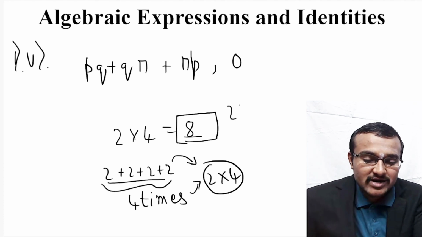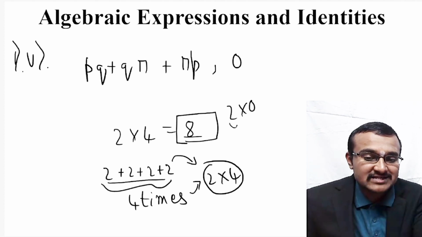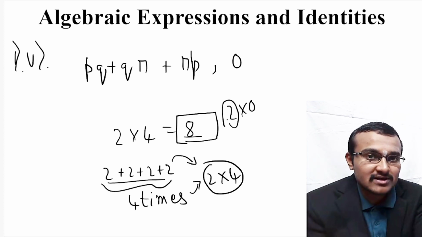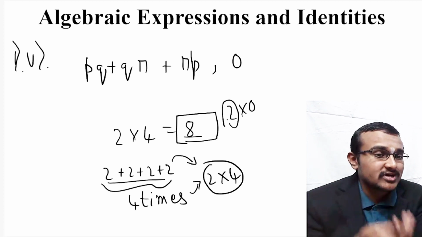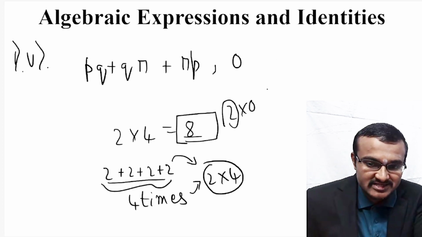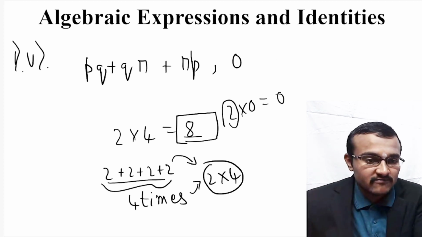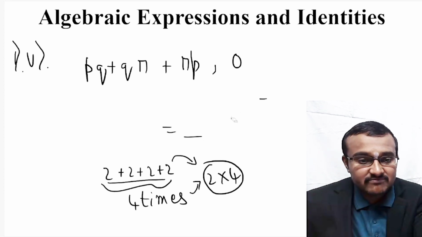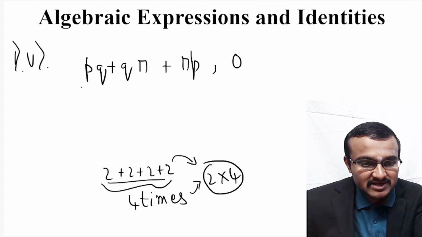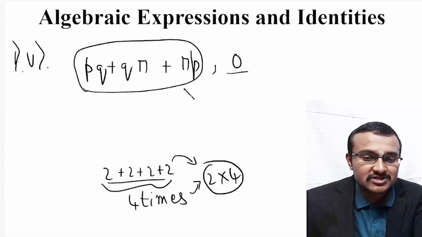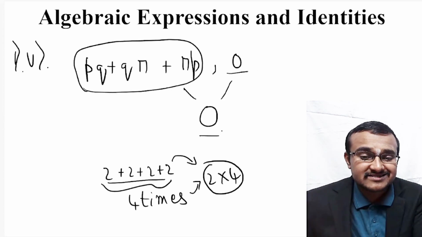So when you actually do 2 into 0, at that time you are actually adding 2 0 times. That means you are not adding anything at all. When you don't add anything, then you will get nothing. So that's why 2 into 0 will be 0, or anything into 0 will be 0. So coming back to this fifth question, here they have actually given PQ plus QR plus RP into 0. So you should actually multiply this particular trinomial with a 0. So when you do this multiplication, you will get 0 as your answer.